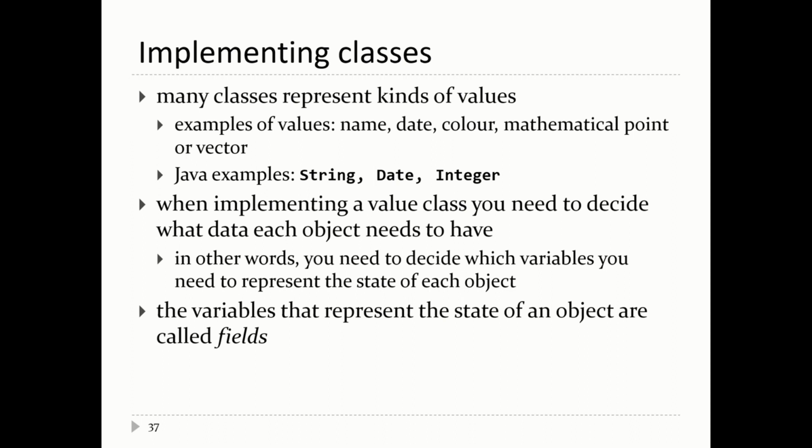All right, so you know that inside of an object, there are some fields that represent the data belonging to that object. So when you go to implement a value type class, the first thing you have to ask yourself is, what data does each object need? So you need to decide what fields have to go into the class.